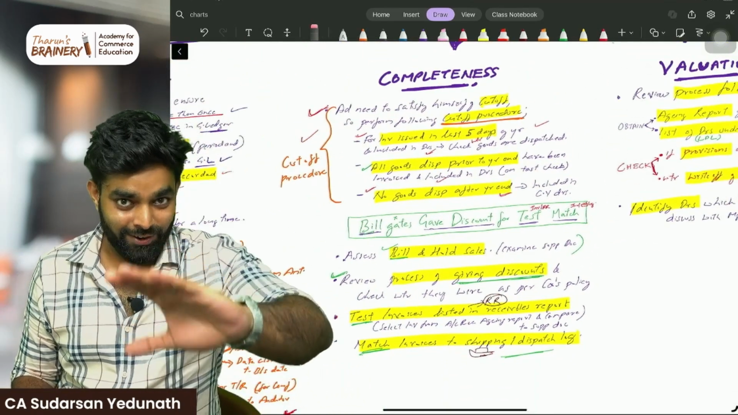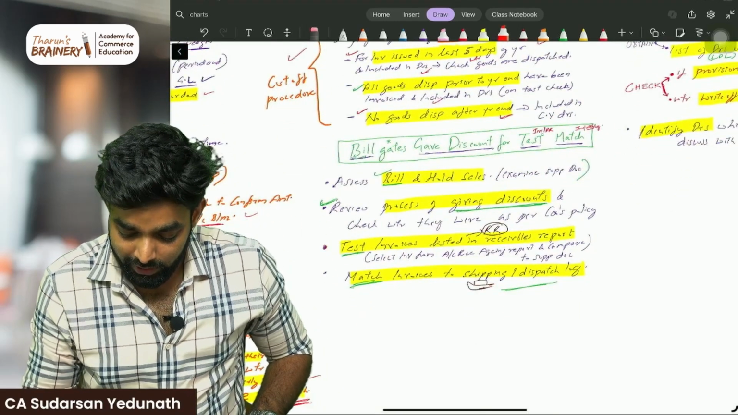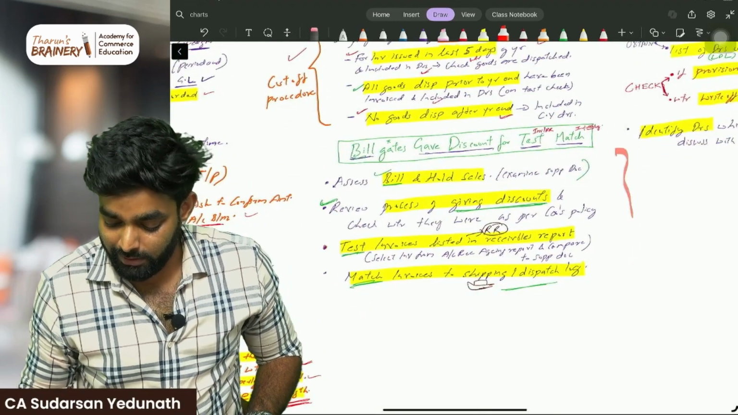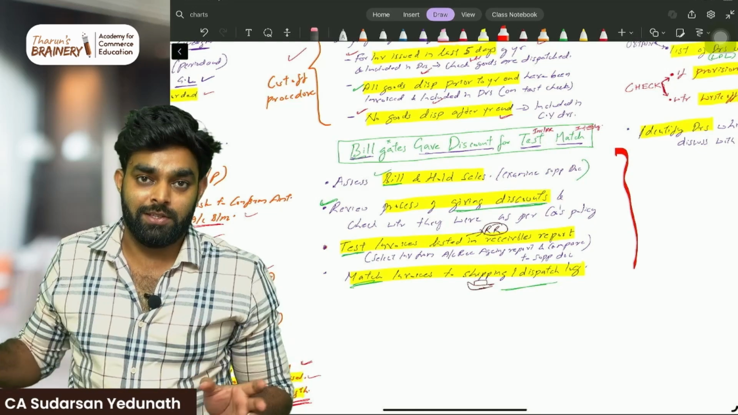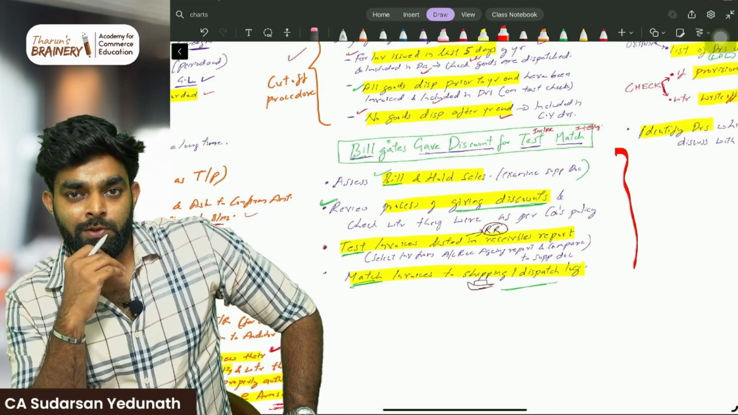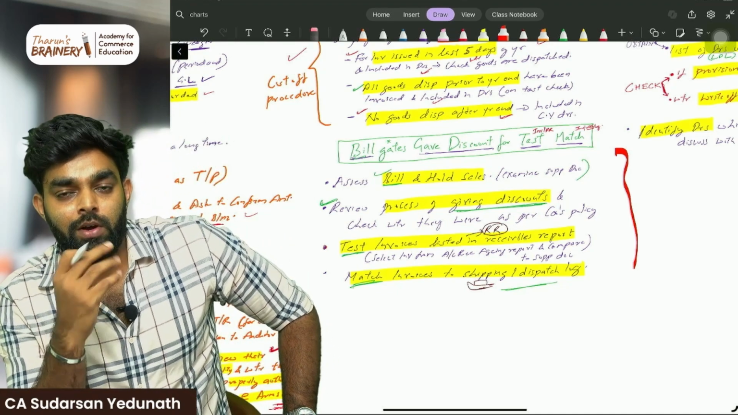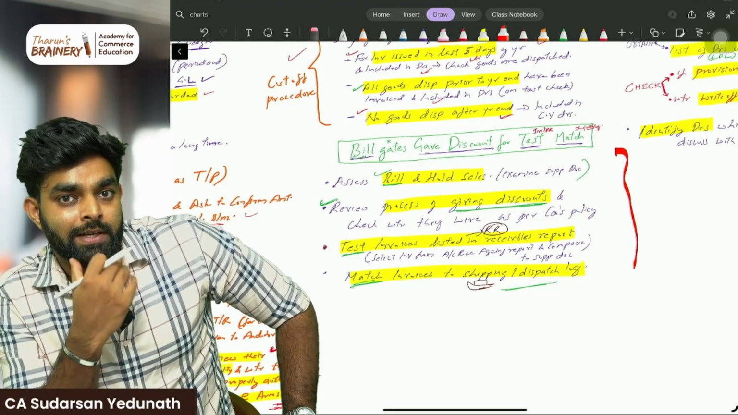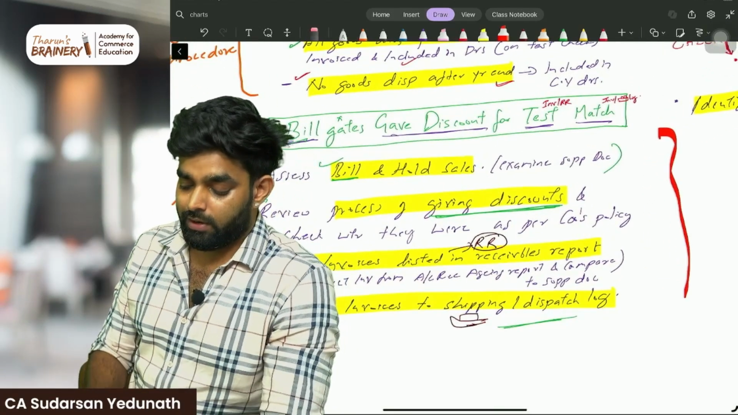So completeness you got, the cutoff procedure. Next, four more points are there. This is what we call Bill Gates gave discount for test match. Simple as that. Bill Gates wanted to go for a test match, so he had 10 tickets. Only 5 members are coming with him, so he gave 5 test match tickets on discount. Think like that: Bill Gates gave discount for test match.